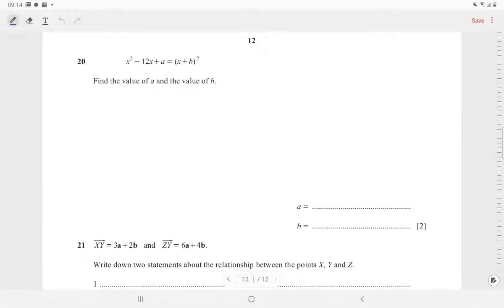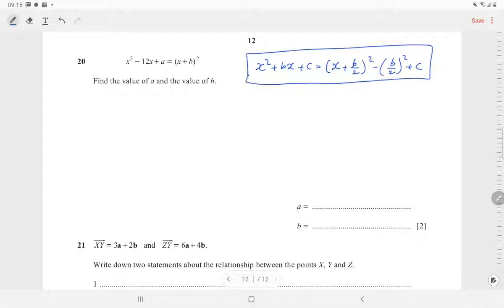Last page. Okay, this is completing the square. We have a rule: for x squared plus bx plus c, completing the square gives x plus b over 2, all squared, minus b over 2 squared, plus c. Use this to do this one. We have x squared minus 12x plus a.